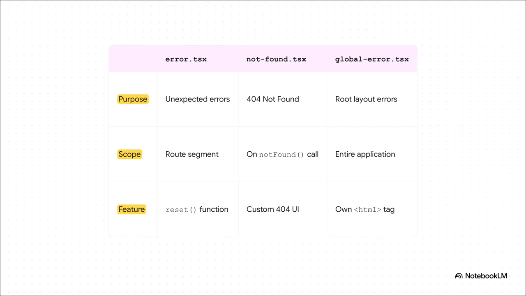So let's put it all together real quick. You've got these three specialized tools. For those unexpected crashes in a specific part of your app, you're going to use error.tsx. For predictable not-found states where something's just missing, use not-found.tsx for a much better user experience. And for that absolute worst-case scenario, a catastrophic failure in your root layout, global-error.tsx is your final fallback. Just remember, it has to define its own HTML and body tags.